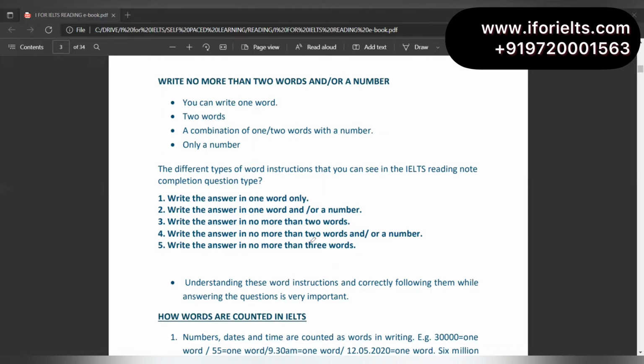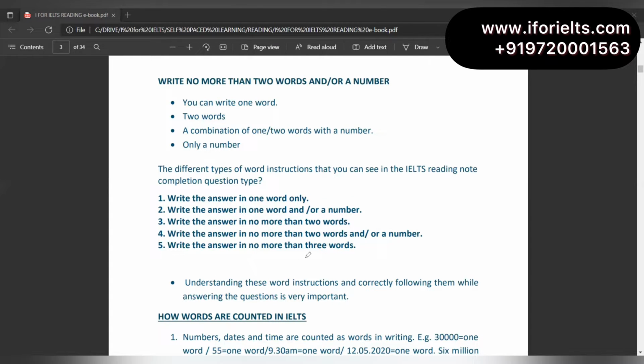Write the answer in no more than two words and/or a number. Now, one thing to note here is if they are writing only a word, that means they are not allowing any number. Then even if the answer is a number, you have to write it in words. For example, if the answer is 10, instead of writing 10 in figures, you will write TEN.